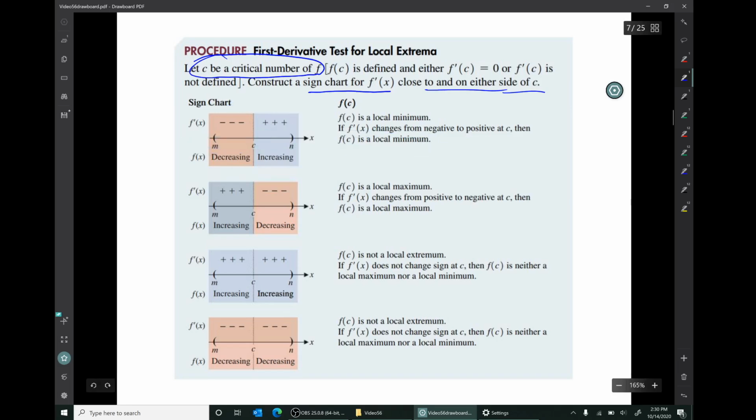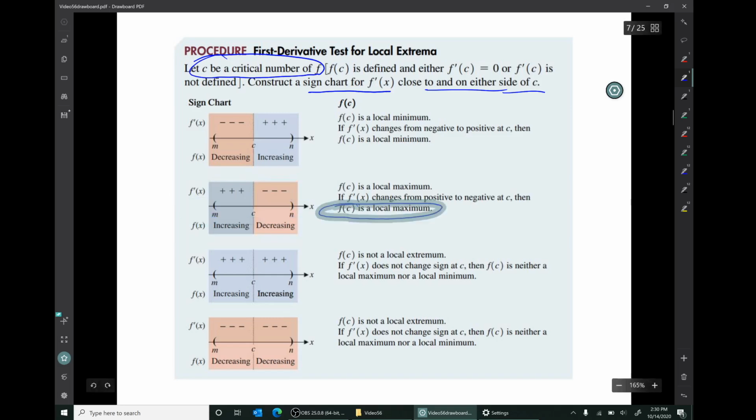On the other hand, if f prime of x has this signature, that is, f prime changes from positive to negative at x equals c, then that means that f would change from increasing to decreasing. So that means that the y value, f of c, would be a local max.